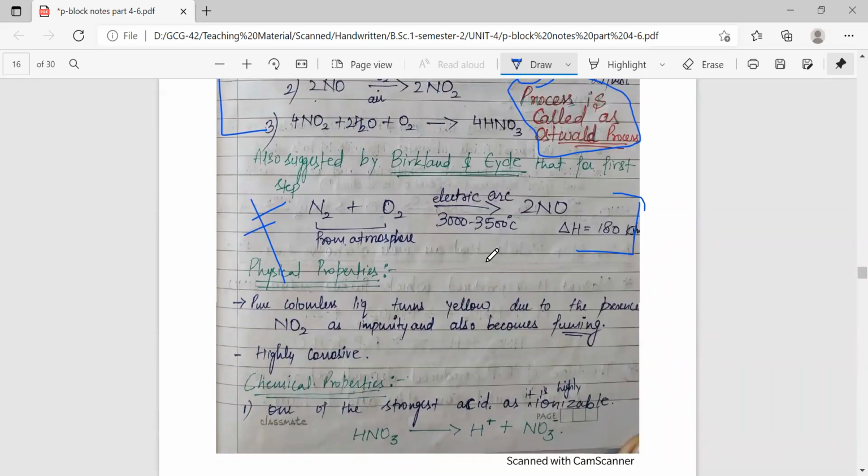The physical properties are: it is a pure colorless liquid which turns yellow due to the presence of nitrogen dioxide as an impurity, and also becomes fuming in that case. It is highly corrosive.